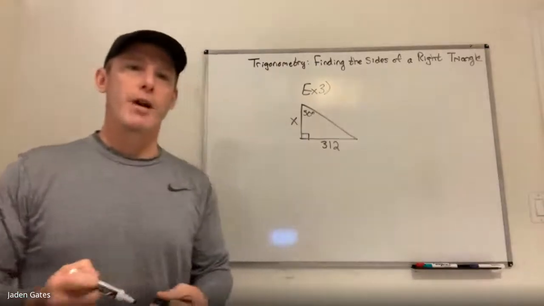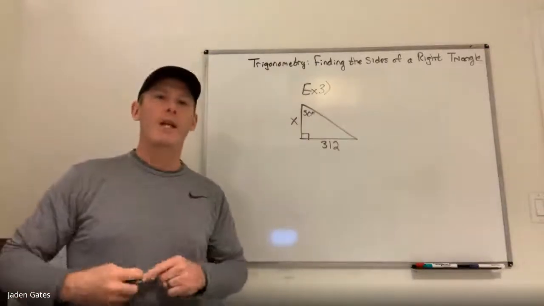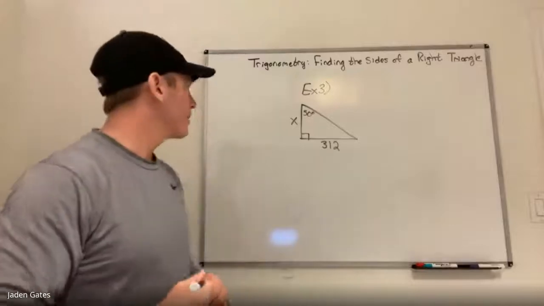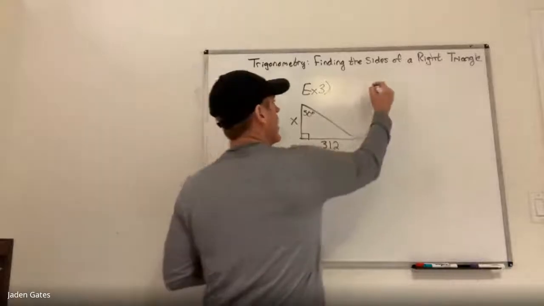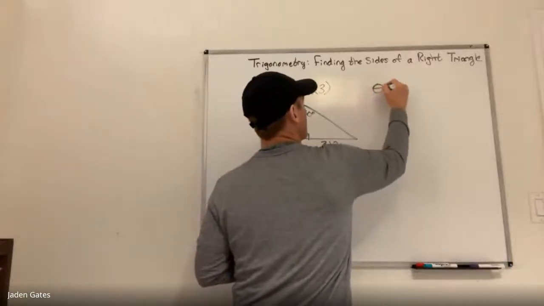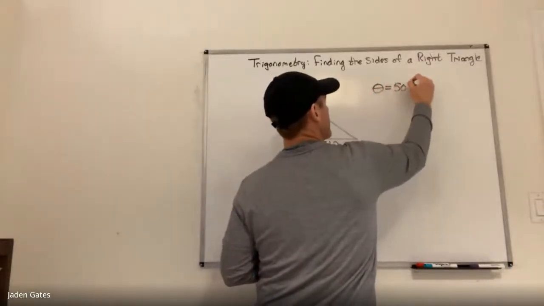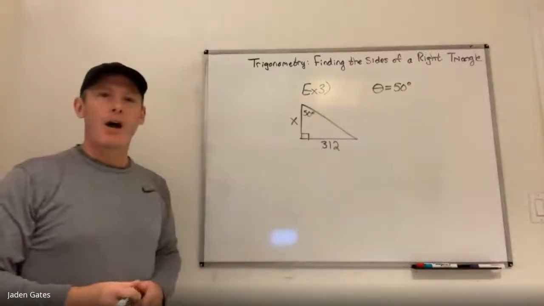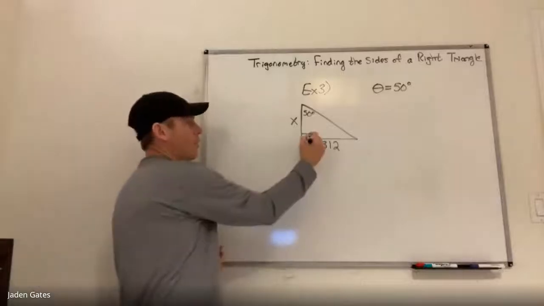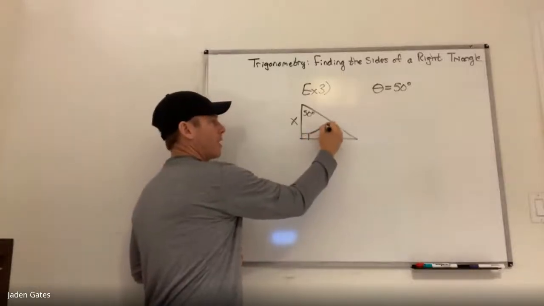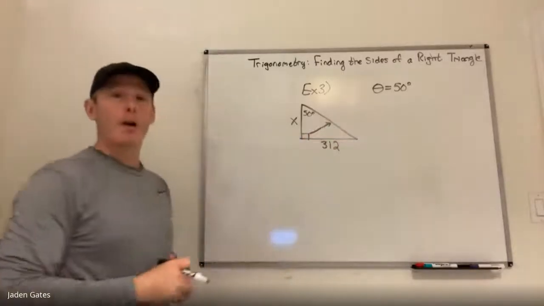All right, so again, our first step, writing down our information. What do I got? Again, the easiest one is the angle. So I got theta is equal to 50 degrees. Now again, finding my sides. Which side do I have? I always look for the hypotenuse first, which is always across from my right angle. And it turns out I don't even have it.